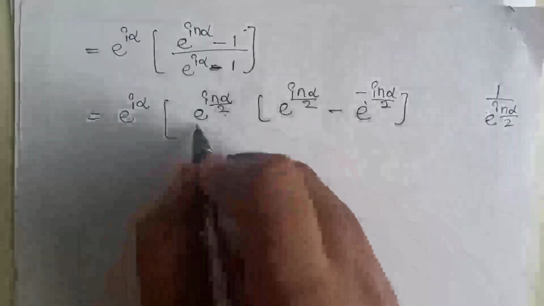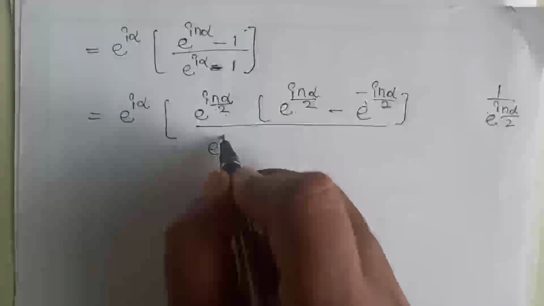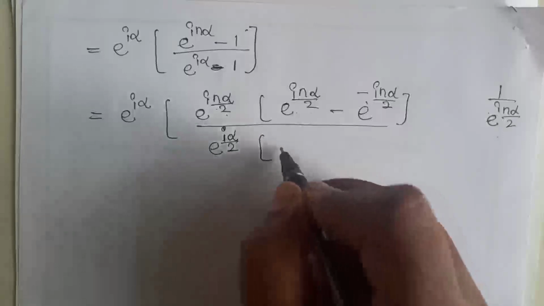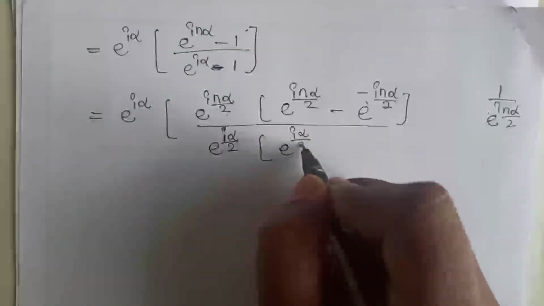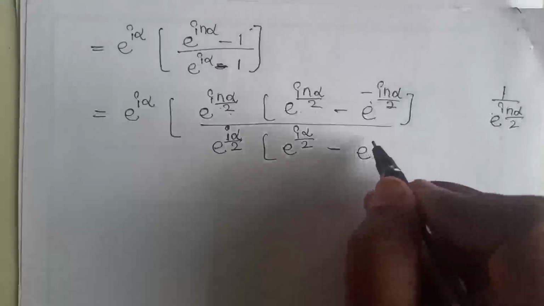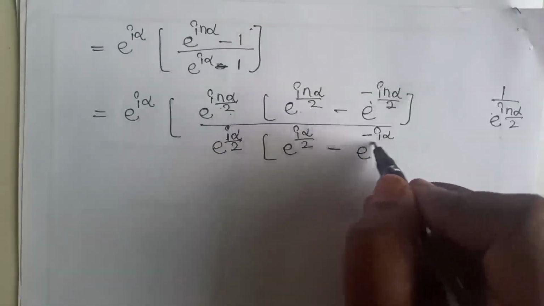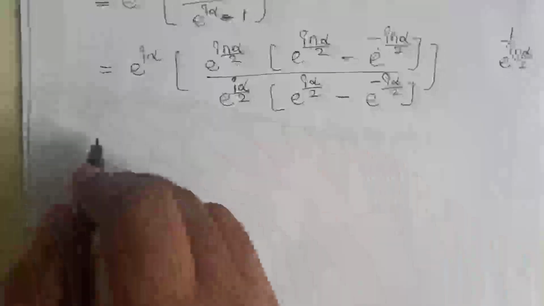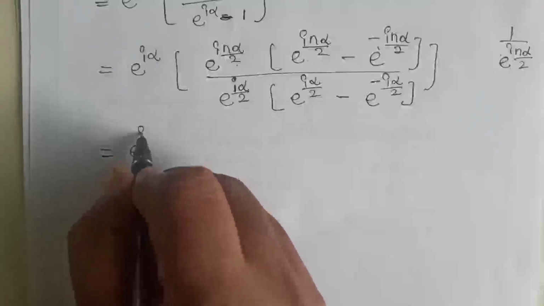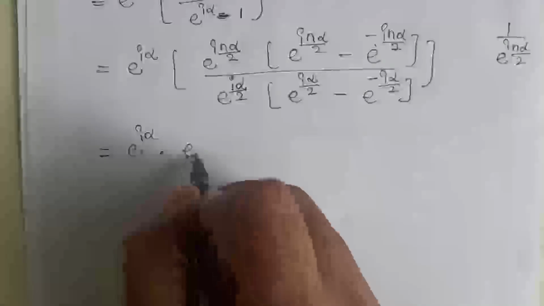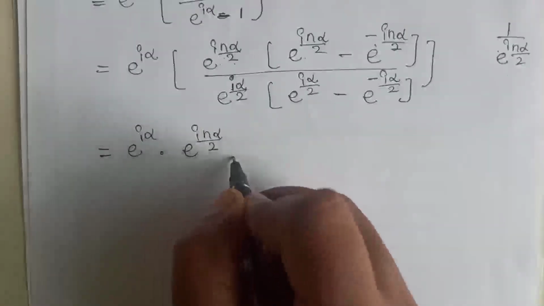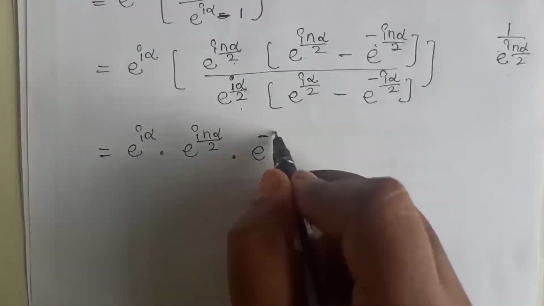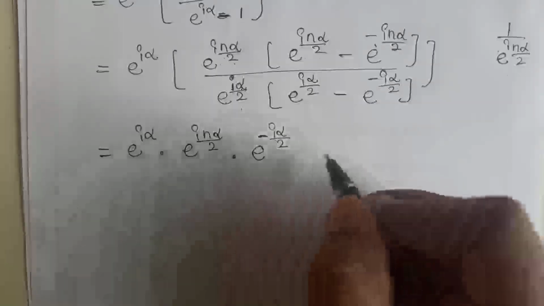Therefore we write this one, and in the denominator also we take e raised to i alpha divided by 2 common, we get e power i alpha divided by 2 minus e raised to minus i alpha divided by 2. Now this can be simplified as, we keep e raised to i alpha as it is, this e raised to i n alpha divided by 2 as it is, we take e raised to i alpha divided by 2 to the numerator, it becomes e power minus i alpha divided by 2, the power becomes minus.